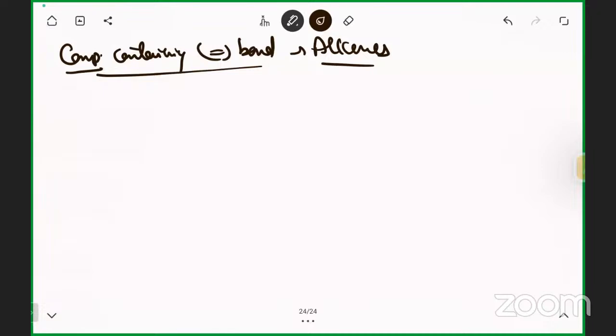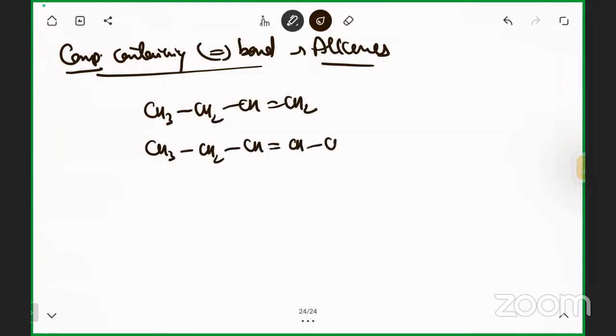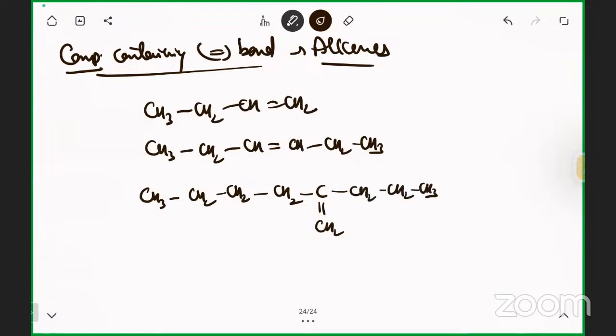Okay. So let's do examples: CH3, CH2, CH double bond, CH2. CH3, CH2, CH double bond, CH single bond, CH2 single bond, CH3. CH3, CH2, CH2, CH2, C double bond, CH2, CH2, CH2, CH3. One more example, CH3, CH, CH3, single bond, CH2, CH, double bond, CH, single bond, CH3.